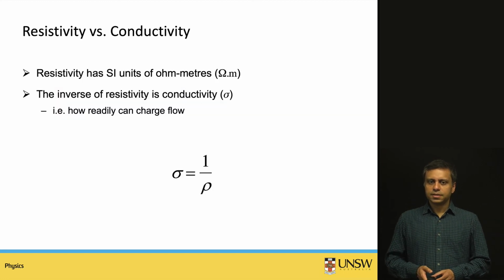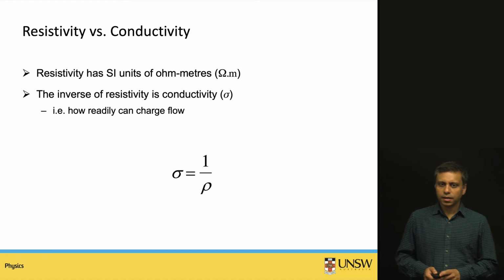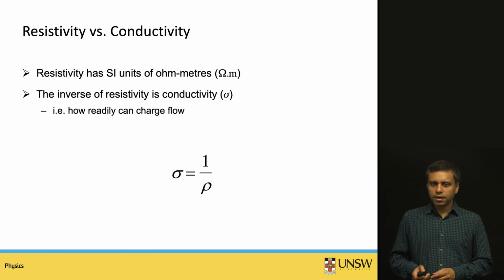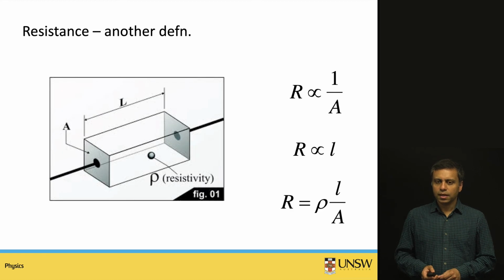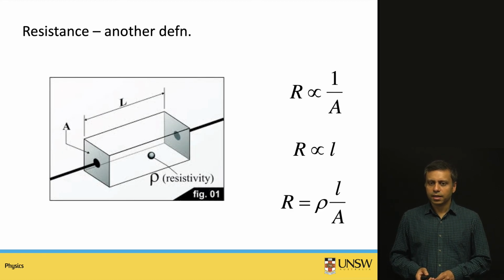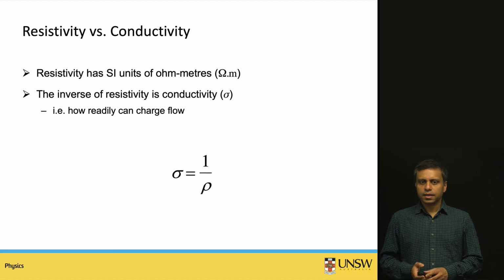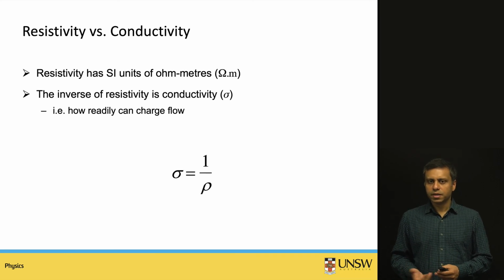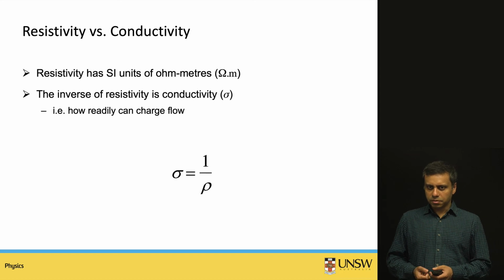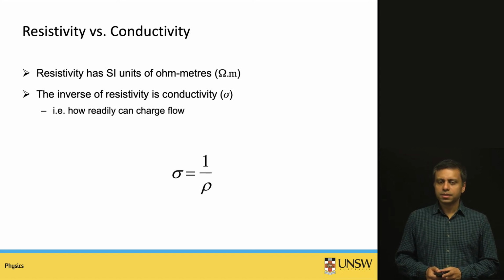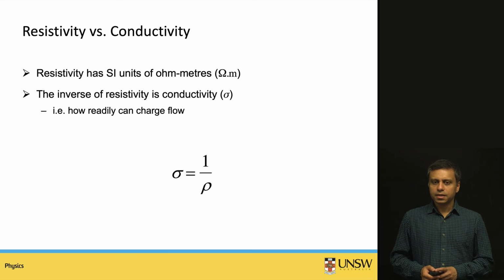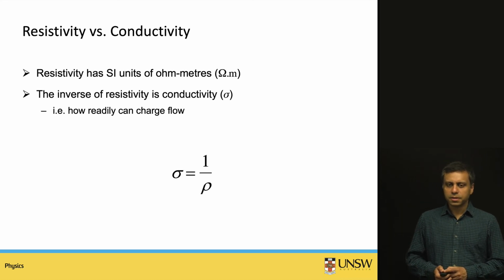Resistivity has SI units of ohm meters, and you can see that from the relationship. Resistance is in ohms, area is in meters squared, and length is in meters. So resistivity has the units of ohm times meters. There is another quantity that is useful in describing current. It's called conductivity, denoted by the symbol sigma. Conductivity means how readily current can flow through a material. Conductivity sigma is the inverse of the resistivity: sigma equals 1 over rho.